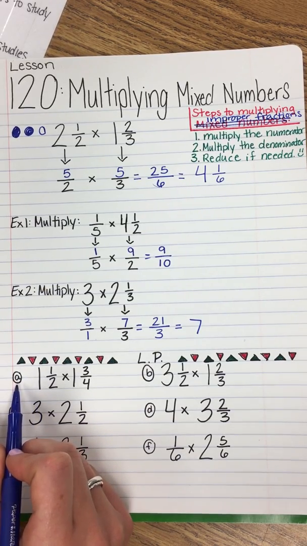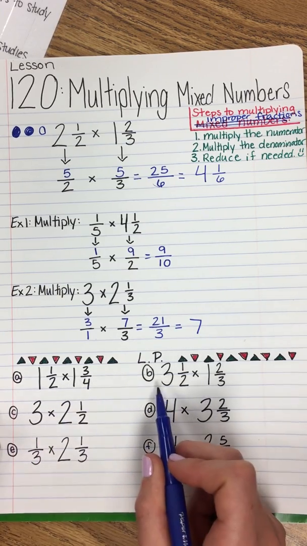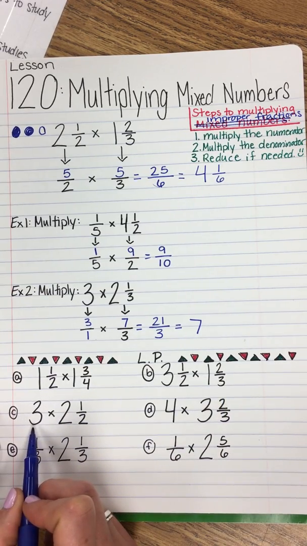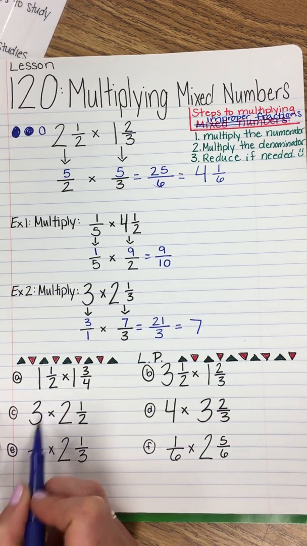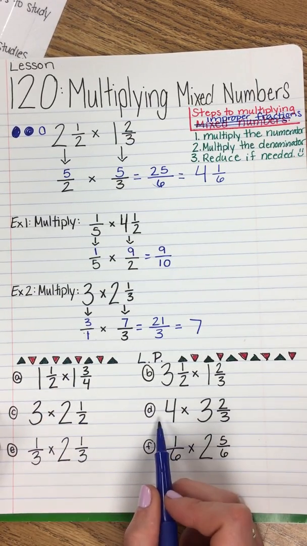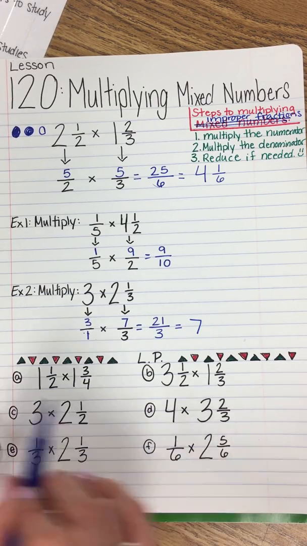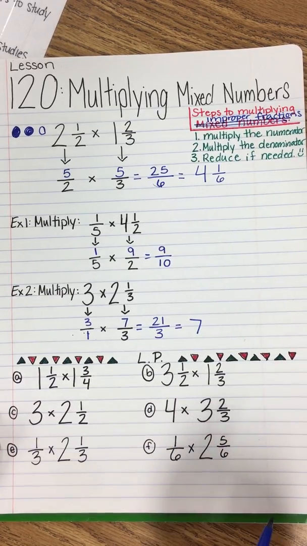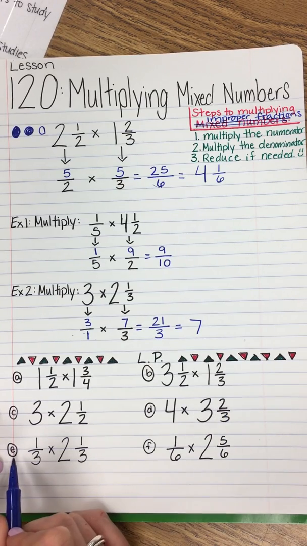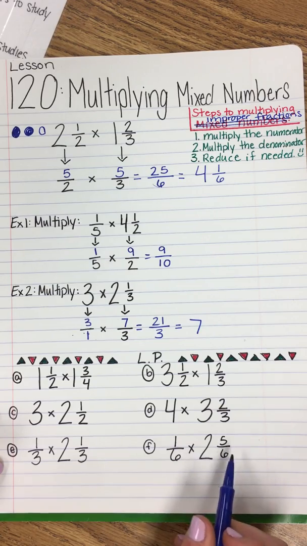Lesson practice A. 1 1/2 times 1 3/4. B, 3 1/2 times 1 2/3. C, 3, but 3 is not a fraction. Oh, yes it is. 3 wholes times 2 1/2. D, 4, but 4 is not a fraction. Oh, yes it is. It's 4 wholes. 4 one-whole circles times 3 2/3. Lesson practice E, 1/3 times 2 1/3. F, 1/6 times 2 5/6.